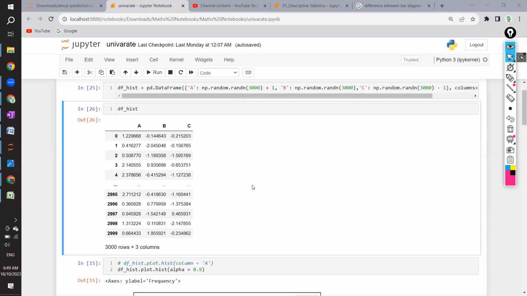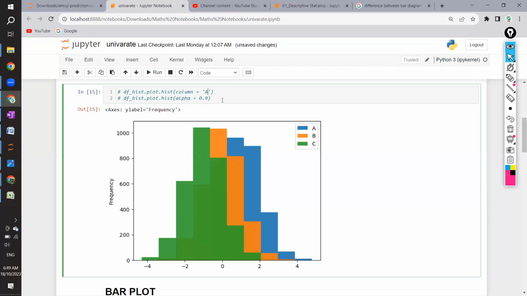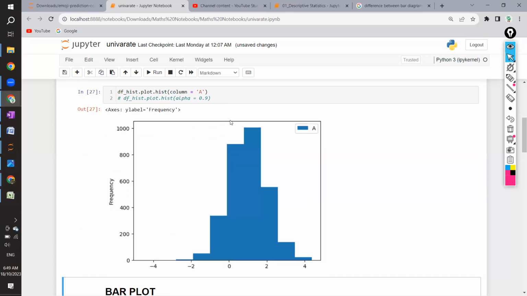So now, when I say A, B, C, for example, let's simply see it for only column A. For only column A, you can specify column A. Now this has automatically considered the bins. See, this is one bin, this is one more bin, this is one more bin.